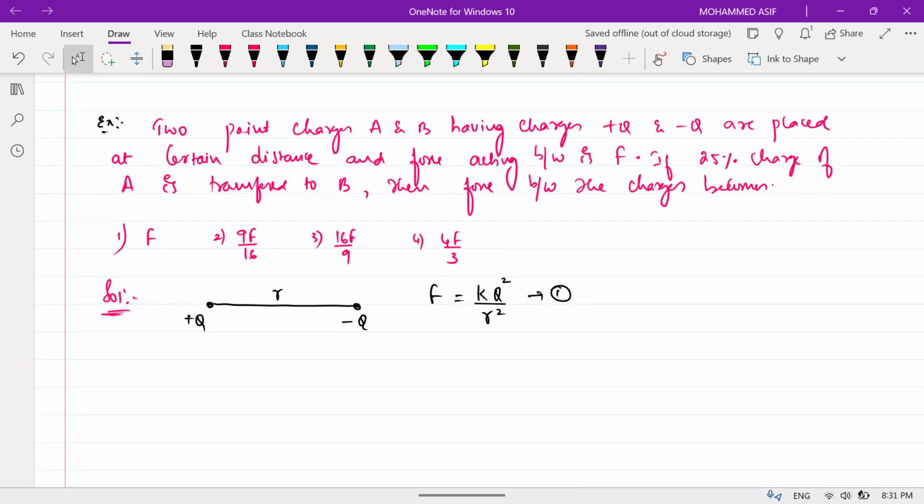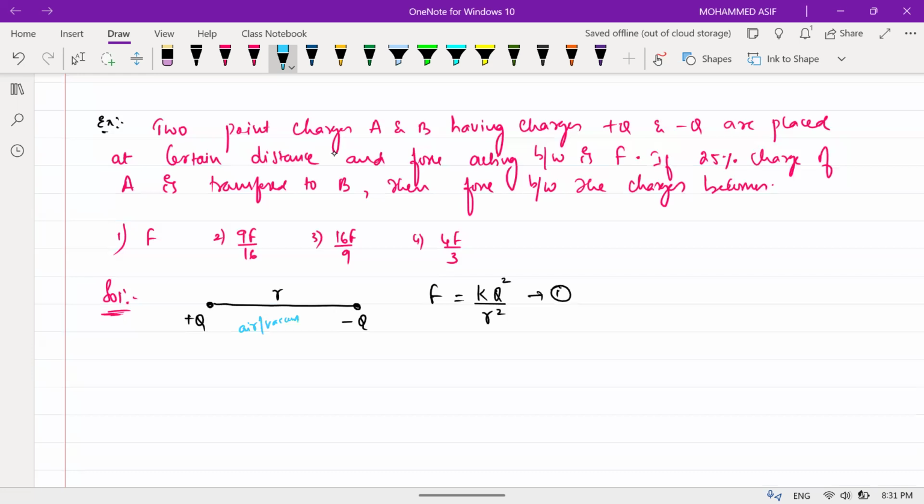We have two point charges A and B having the charges plus Q and minus Q, placed at a certain distance, and the force between them is capital F. The distance between them is R, and the medium between them is air or vacuum. If nothing is told, then the force F is equal to 1 by 4 pi epsilon naught, which I'm taking as K, into Q1 into Q2, that is Q square divided by R square.